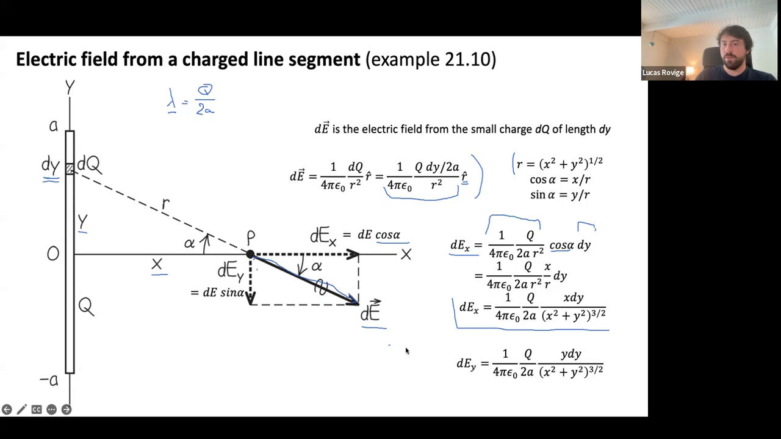And if we do the same thing for Ey, we get the same thing, with the difference that we have a sine alpha, and sine alpha is the opposite side divided by the long side of the triangle, so y divided by r, and that gives you this expression for Ey of the elements. Okay.